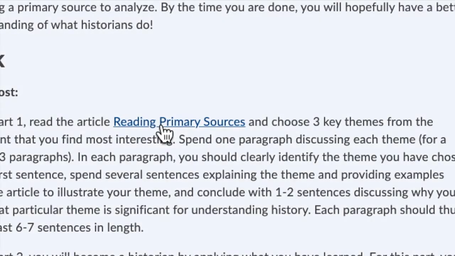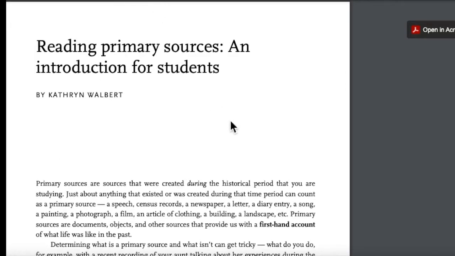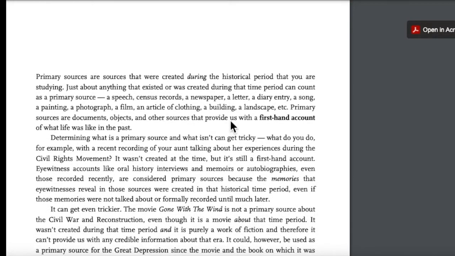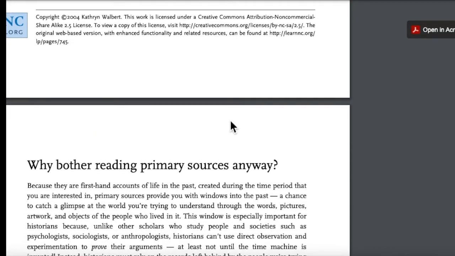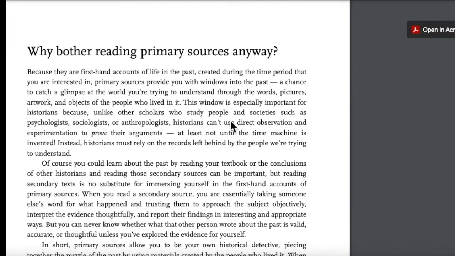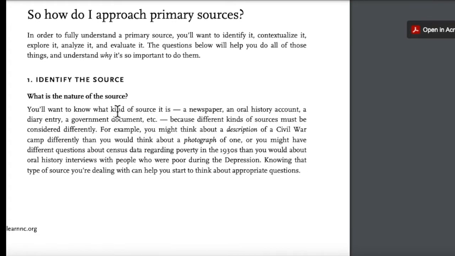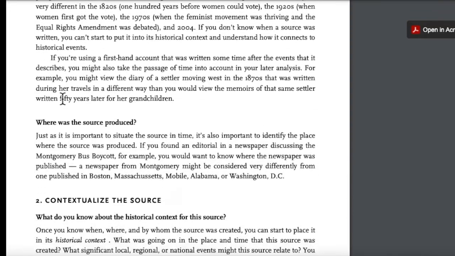So if you read this article, you open it up, it's by Katherine Walbert again, and you can enlarge it with the tools up at the top of the screen. This will tell you what a primary source is and what a secondary source is. And when you get down here, you start to get to the themes as I describe them. There are 5 themes. First is identify the source, and then she talks about how you do that.